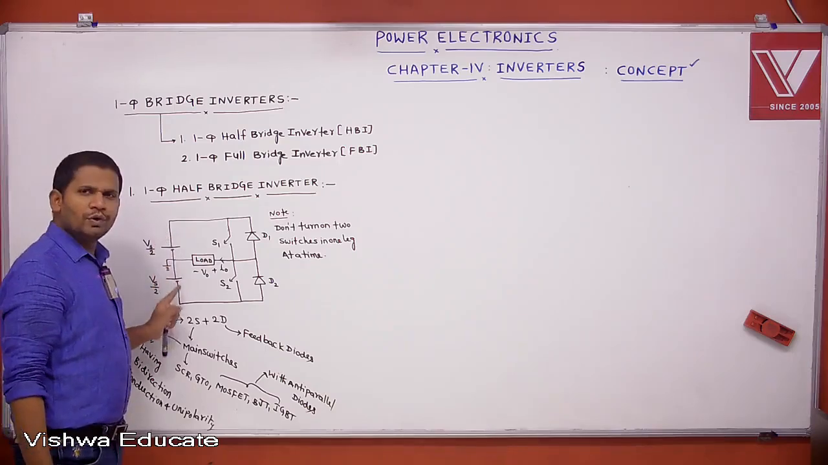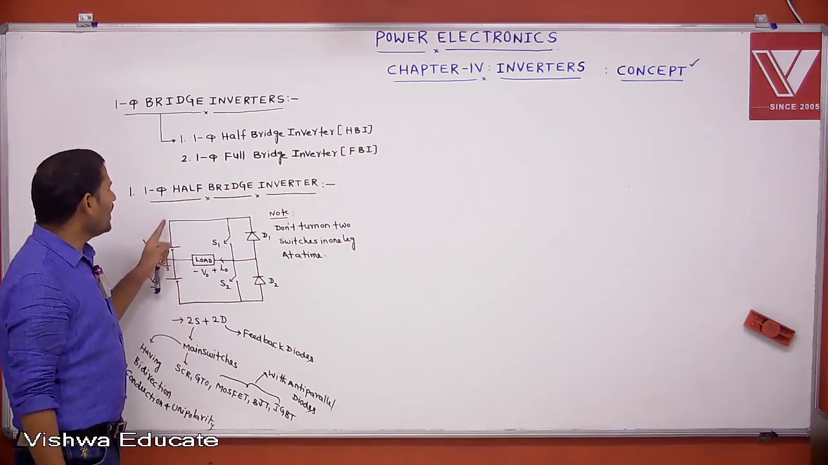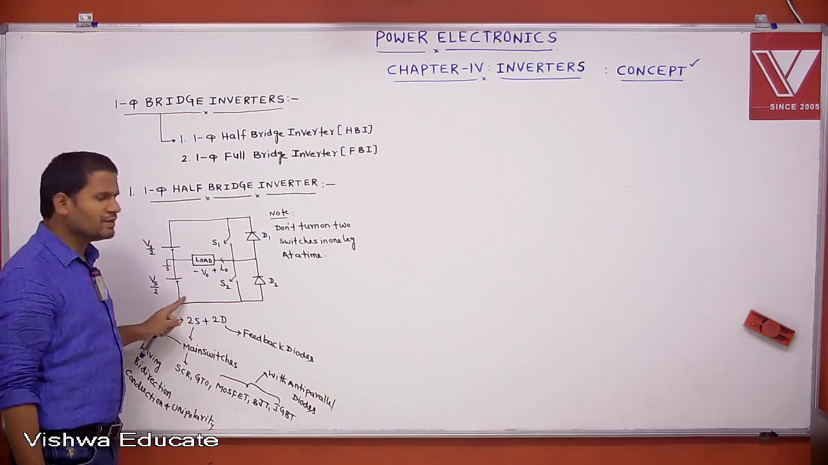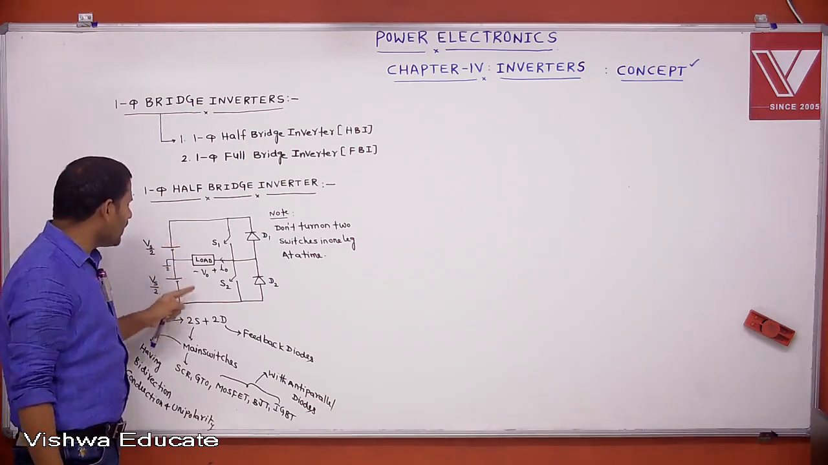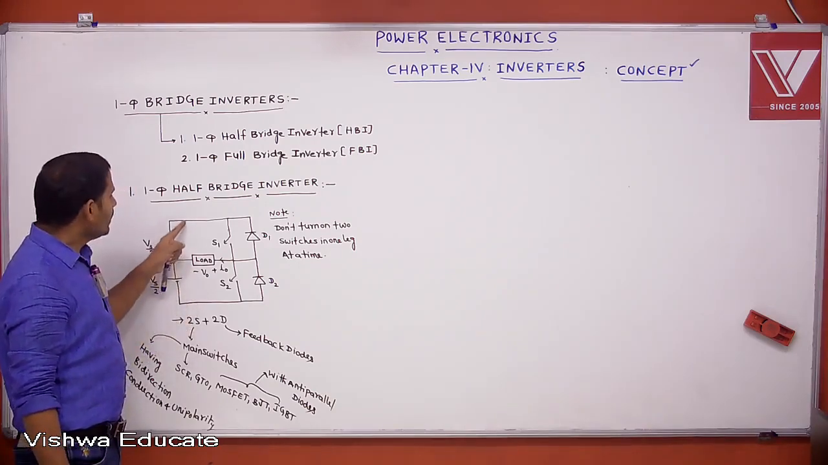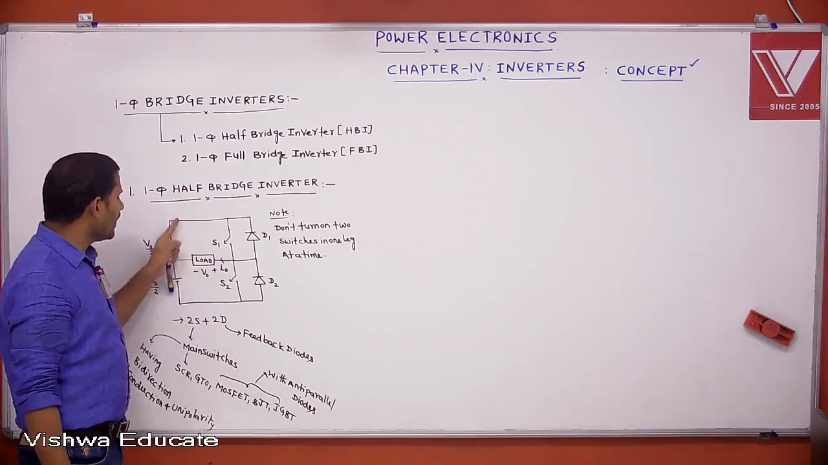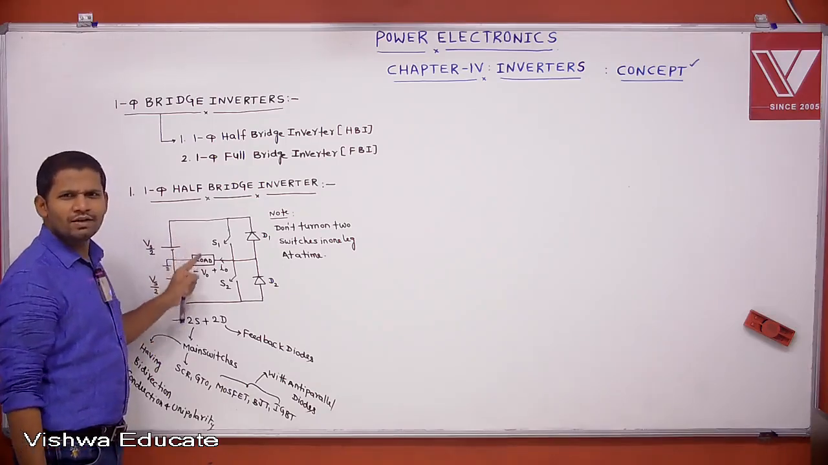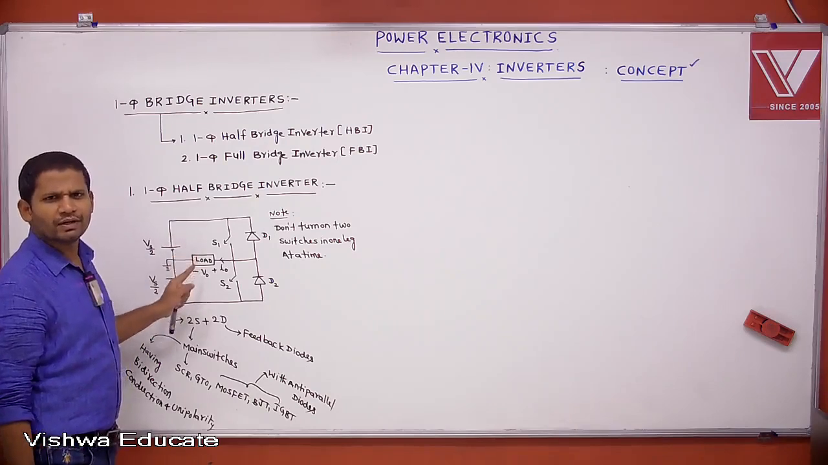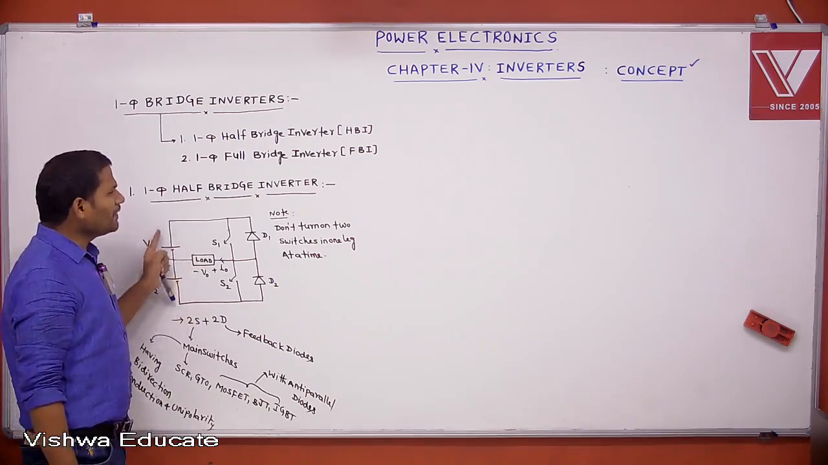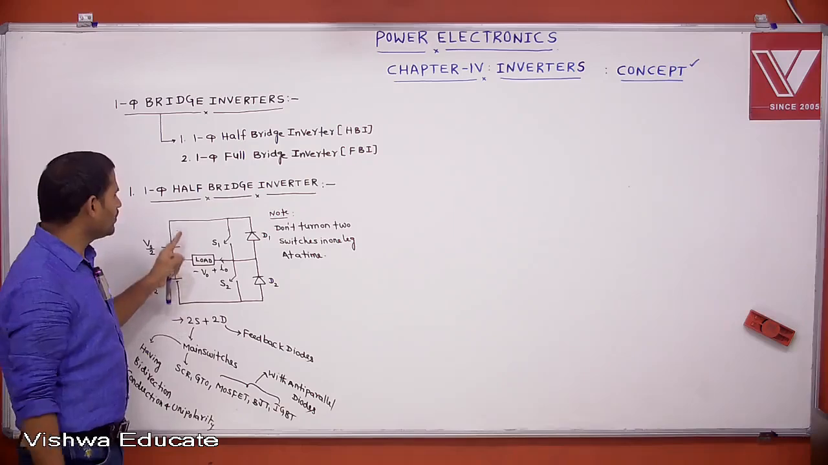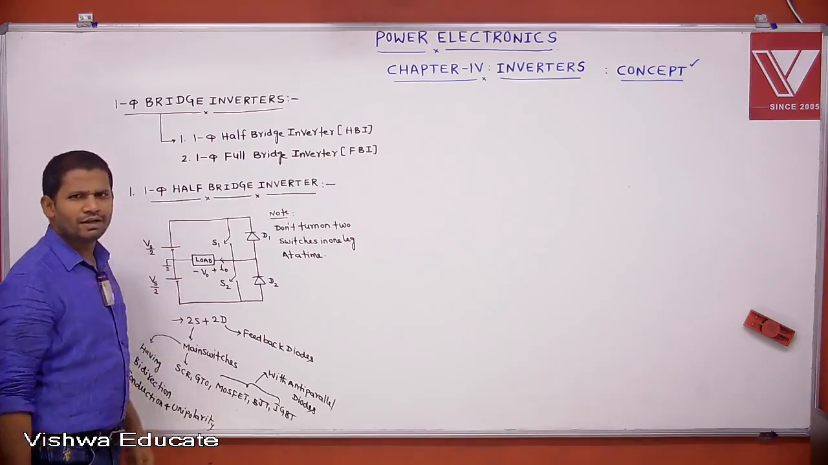Another point to remember, one of the main drawbacks of this half-bridge inverter is it requires a 3-wire DC supply. This 1, 2, 3. How many wires are we using? 3 wires. That's why it is one of the drawbacks of the half-bridge inverter. There are many other drawbacks also, later on we will see. Up to now, you remember it requires a 3-wire DC supply.